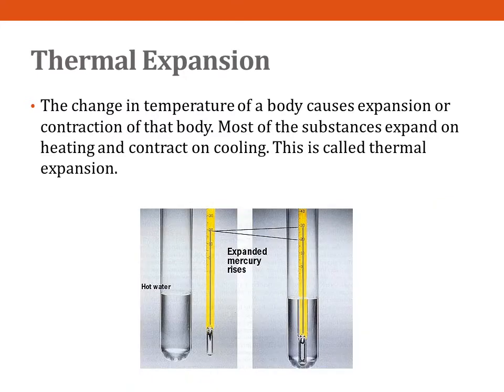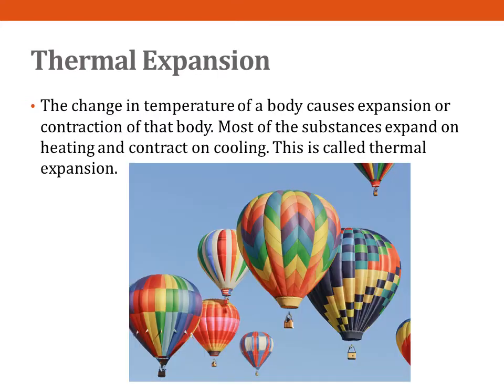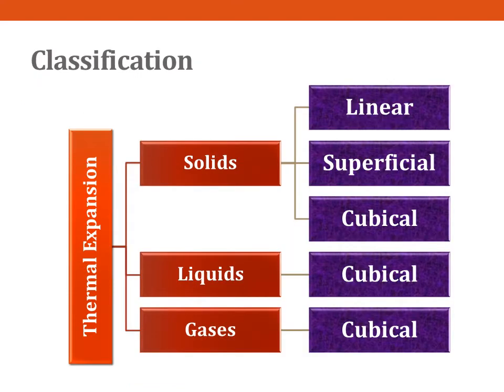Secondly, thermal expansion in liquids. Here we have a thermometer where mercury is present. Mercury, being a liquid, expands and there is a change in the level of the mercury indicating the current temperature. A hot air balloon is a good example of thermal expansion which occurs in gases. Thermal expansion, as we've just seen, occurs in solids, liquids and gases.